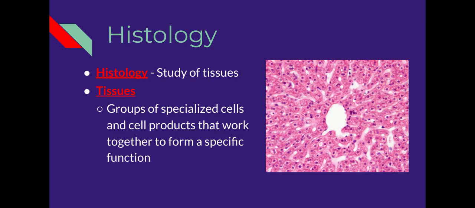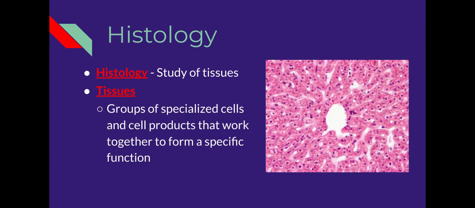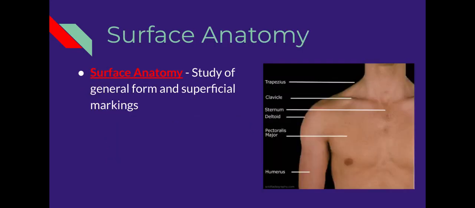Histology is next. Histology is the study of tissues. Tissues, again, are groups of specialized cells and cell products that work together to form specific functions. I talk about tissues in the levels of organization. Now, this is actually a picture of a type of tissue. Those are simple cuboidal cells, and we'll get into that starting at the end of next week. Before I move on, histology is also a type of microscopic anatomy.